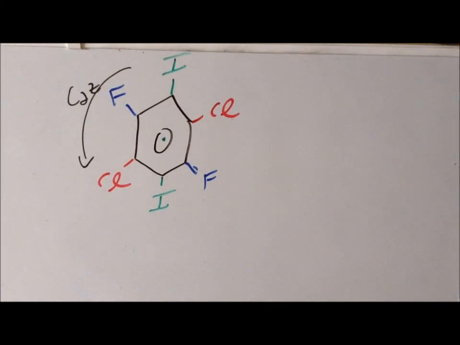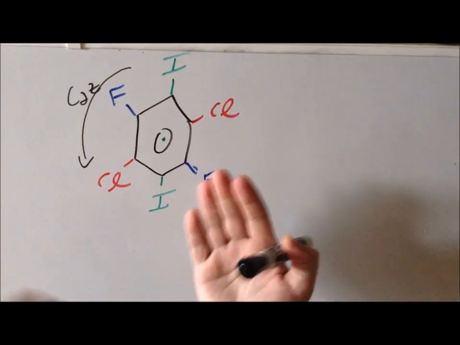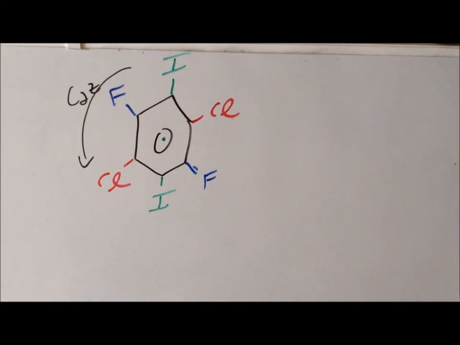So I have the identity, I have a C2, I have a sigma H, a mirror plane that's perpendicular to my high order rotation axis, and I have inversion. So again, we see yet another example of the point group C2H.